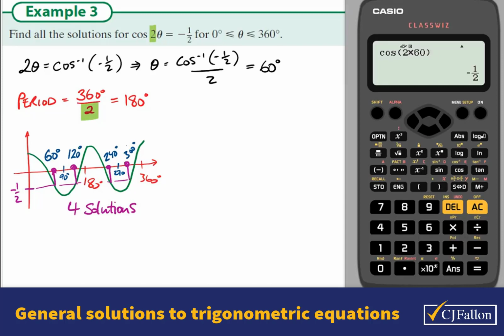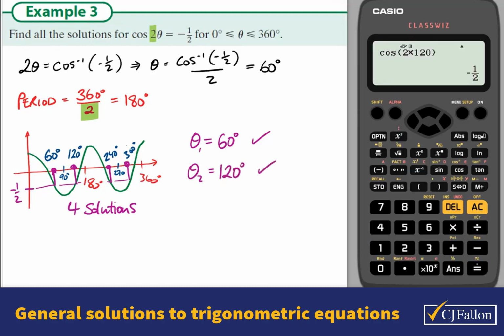Now we could check these in the calculator. Cos 2 times 60 is negative a half. We sort of knew that one worked already because we used a calculator to get it. If we try 120 also, so cos 2 times 120, does that give us negative a half? It does, so that's correct. We try 240 and we try 300 in the same way. And here we can be sure that our 4 answers are correct.